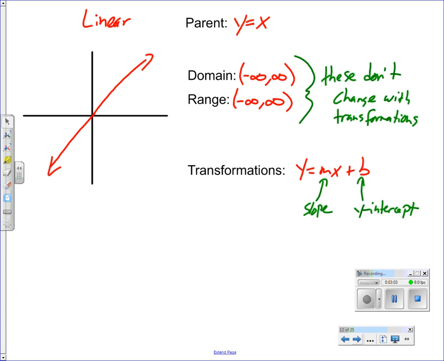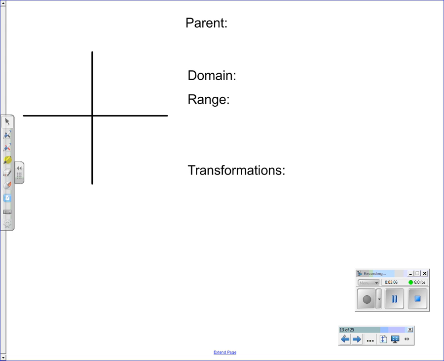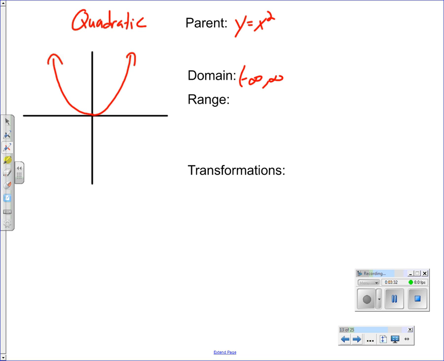So the next function we covered was a quadratic. Quadratic, second degree, the parent function is y equals x squared. Here's the shape of the graph. It's a parabola. For a quadratic function, our domain is all real numbers. For the parent function, the range starts at 0 and includes every number above 0, so 0 to infinity.